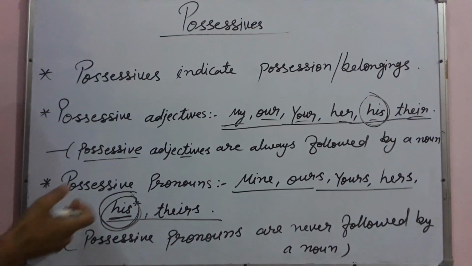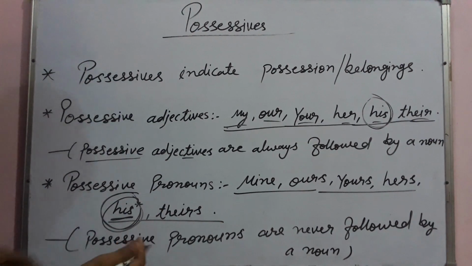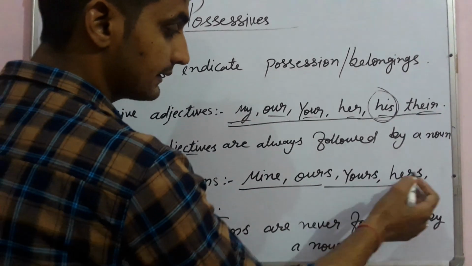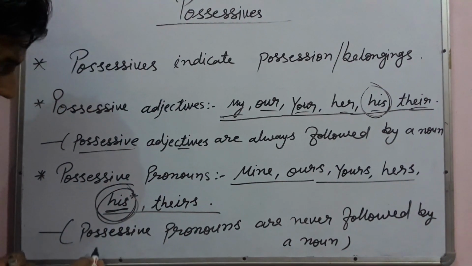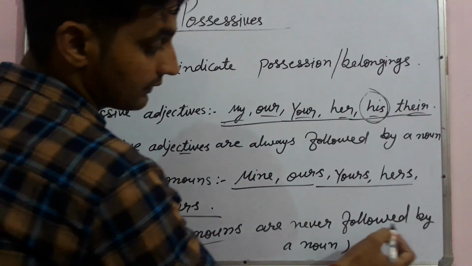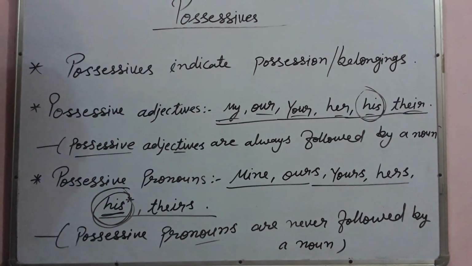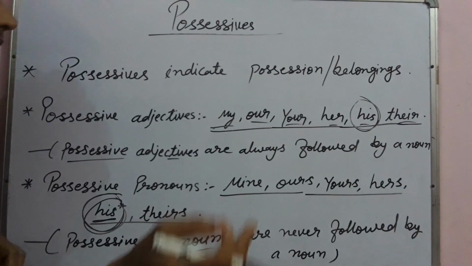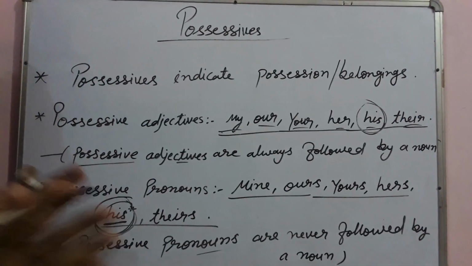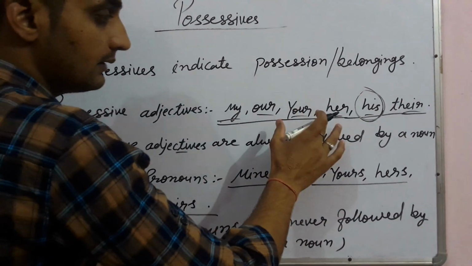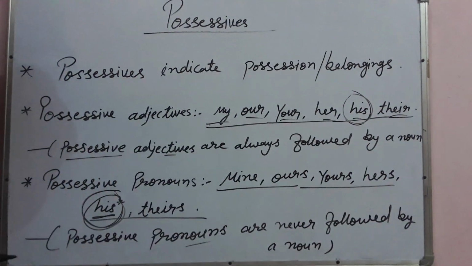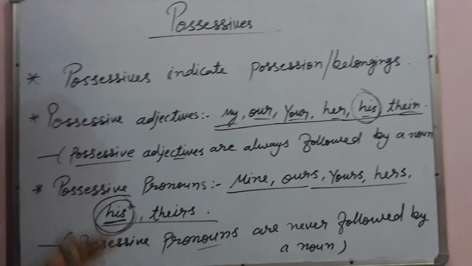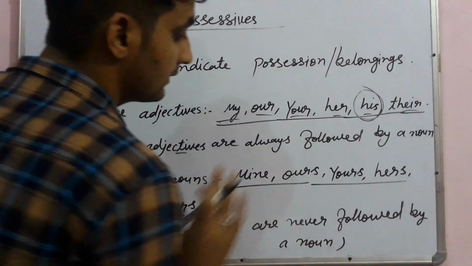And in the category of possessive pronoun, there is no need to put a noun after these words like mine, ours, yours, hers, his, and theirs. Possessive pronouns are never followed by a noun. It means if you are using possessive adjective, these words, then you will have to put a noun after these words. If you are using possessive pronoun, then you don't need to put a noun after these words.